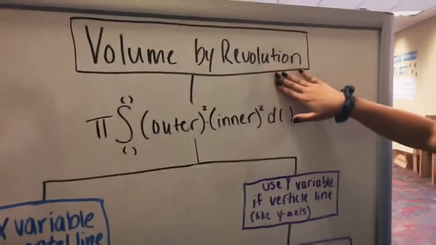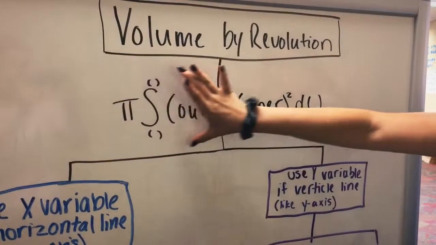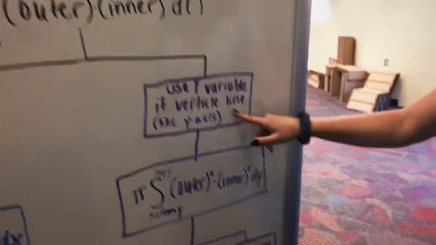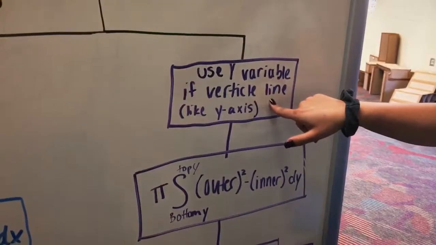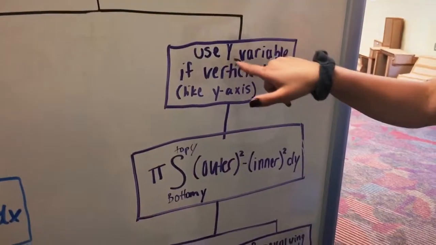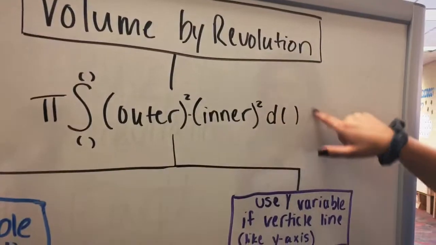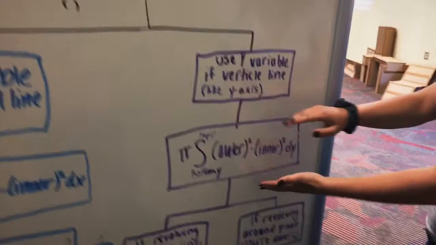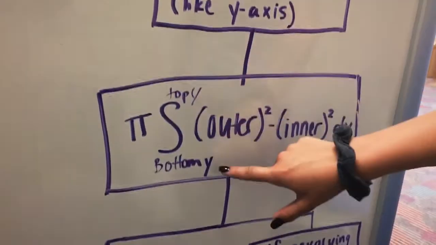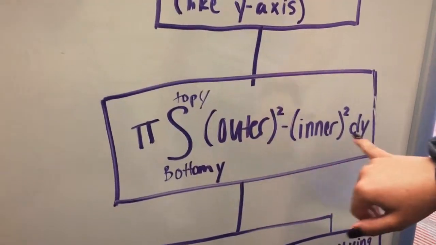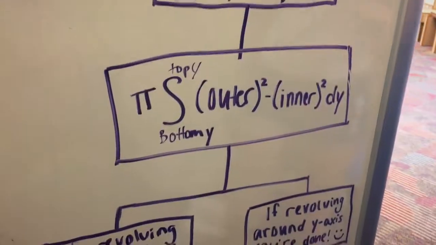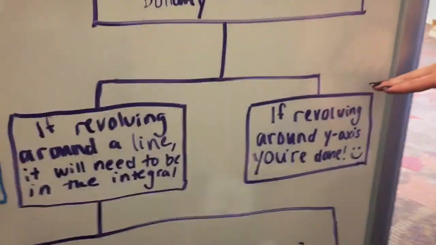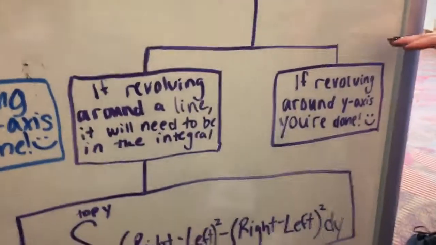Okay, using volume by revolution in general, this would be the very basic simple equation. Now, if there's a vertical line that it's being rotated around, which looks like the y-axis, you will use the y variable in place here, looking like this, with the top y and the bottom y as the bounds, and dy as the variable. Now, if you are revolving around the y-axis, you're done. That's all you need for your integral, as long as you fill in those blanks.